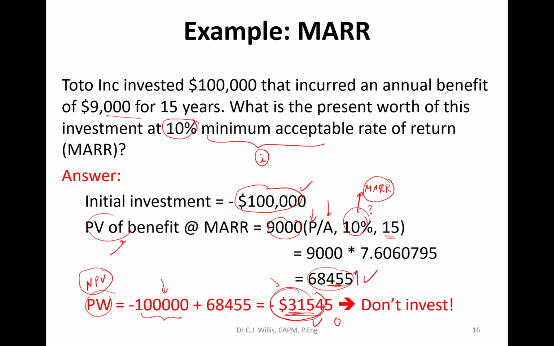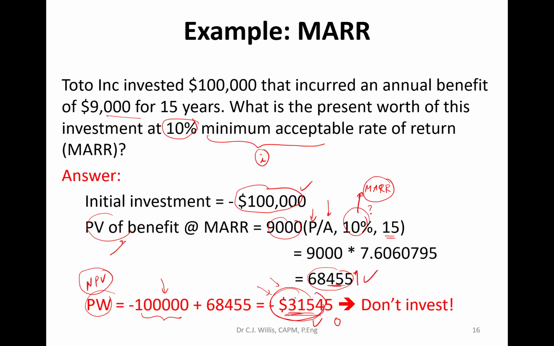So what is the interest rate that makes it zero? That is the rate you're getting. But you need only 10%. So more than 10% is good, less than 10% is bad. You understand me? So right now, this is a negative value, which means that 10% is no good for you. You are not getting 10% on your investment.